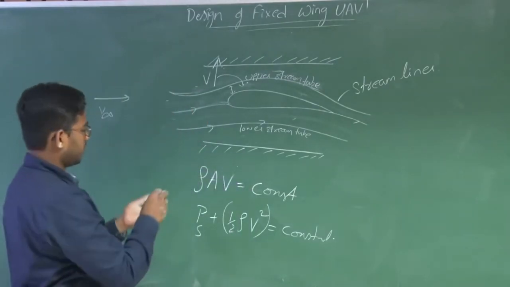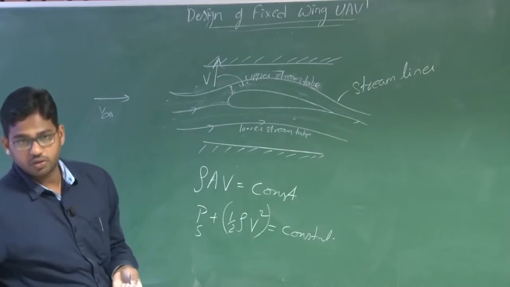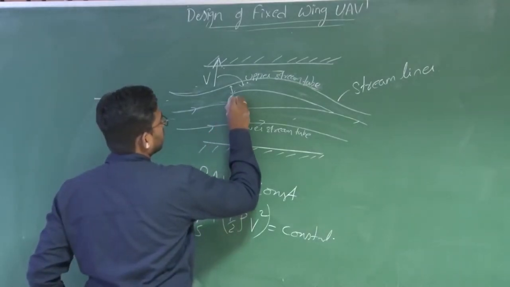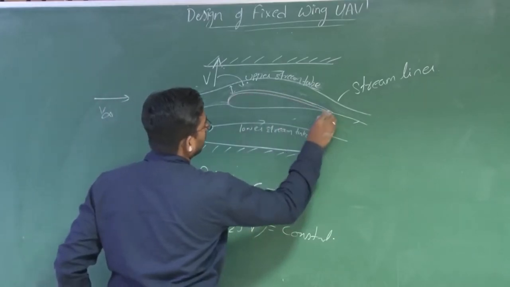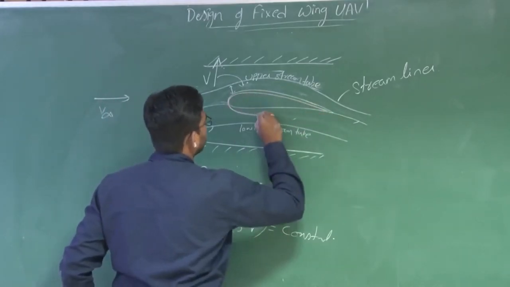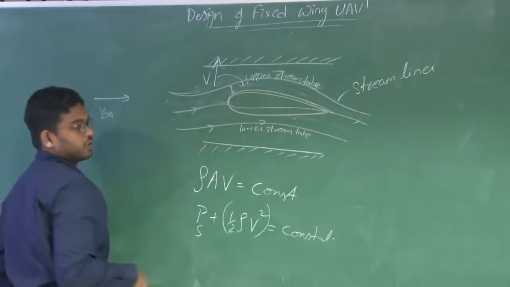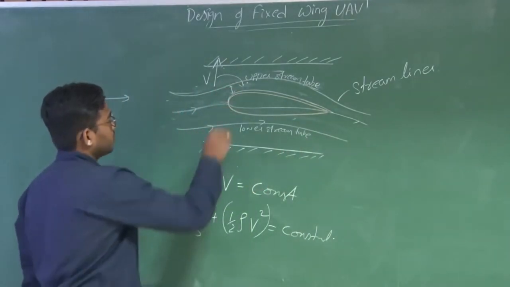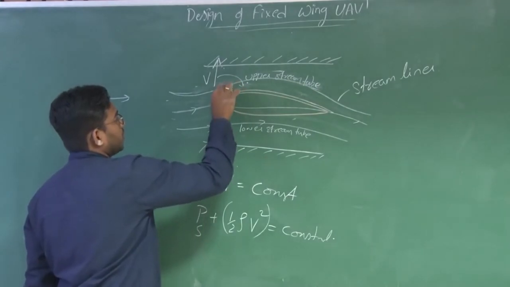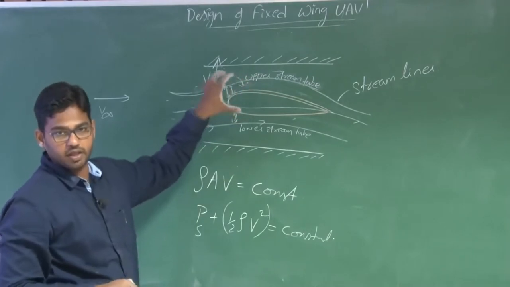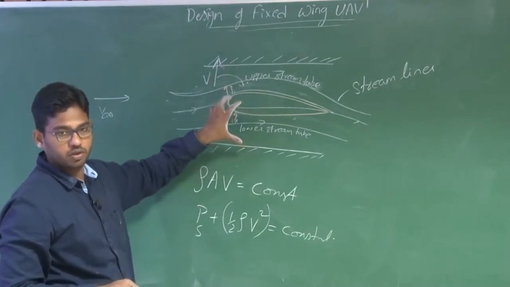Now, if I use the same symmetric aerofoil, it has an equal thickness distribution about the chord line. So you have equal reduction in cross-sectional area here. So the acceleration will remain the same on the upper stream tube and the lower stream tube.